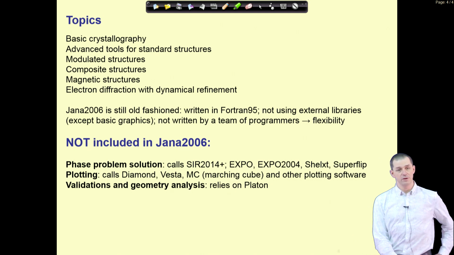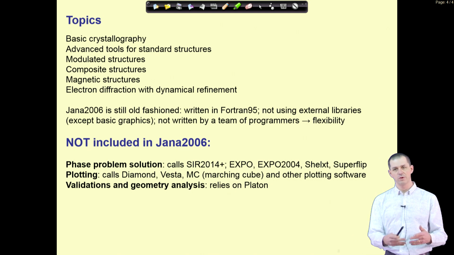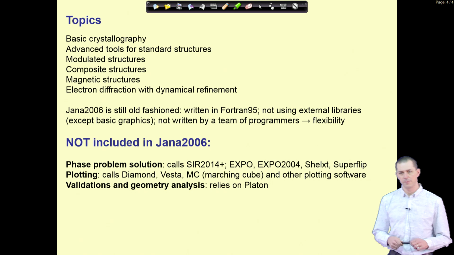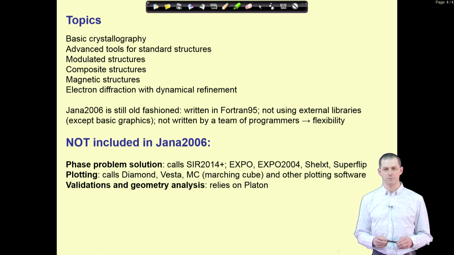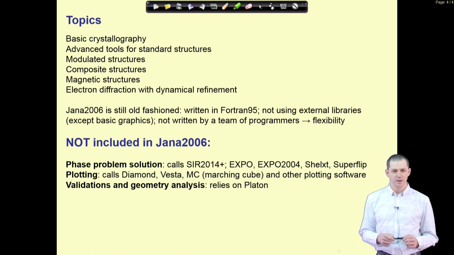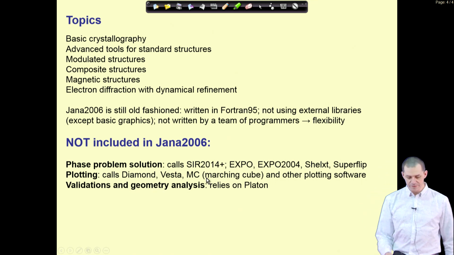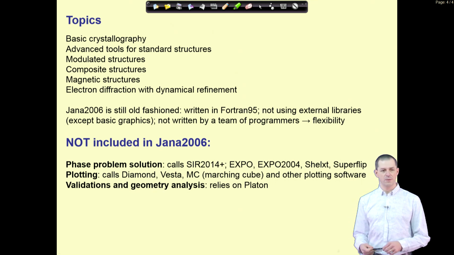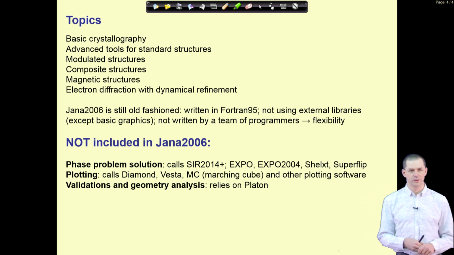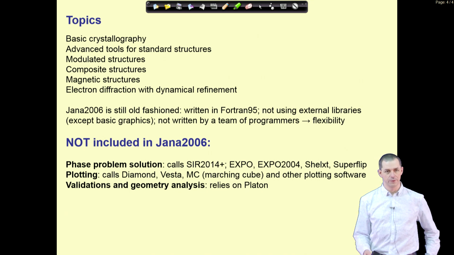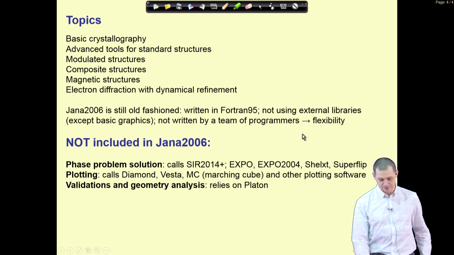Then Jana currently does not have a plotting option, so within Jana you cannot plot the structure. You need to call external plotting programs. That is currently probably the strongest limitation of the program for the common user, but that is going to change in the version Jana2020. And also there are certain validation and geometry analysis tools in Jana, but for really fine and final validation, we rely on Platon as most other crystallographers. So Platon is the ultimate validation tool for standard crystal structures. Again, for modulated structures, that's something different.